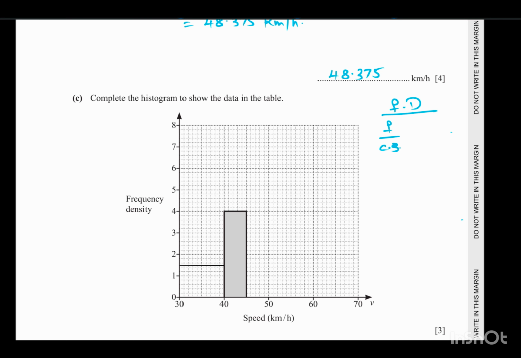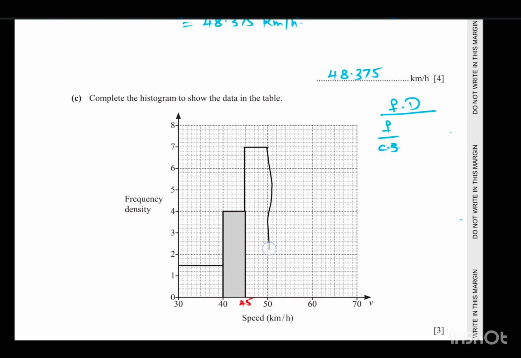Next, 40 to 45 is already drawn. Then 45 to 50 is 7, so you will draw up to 7 here. So this is 45 to 50. Then the last class is 50 to 70. 50 to 70 is again 1.5, so you have to draw at the same place and complete the histogram in this way. So this is done.